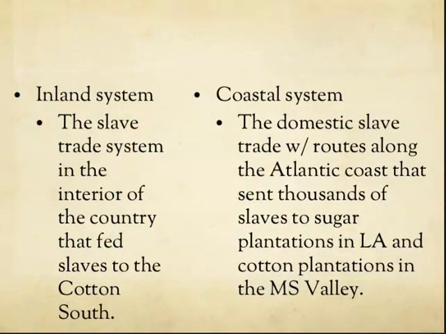Now, you basically have two systems of slavery. You have the inland system, which is exactly what it sounds like. It was the slave trade system in the interior of the country that fed the slaves to the cotton South. And then you had the coastal system, the domestic slave trade that had roots along the Atlantic coast and sent thousands of slaves to sugar plantations in Louisiana and cotton plantations in the Mississippi Valley.